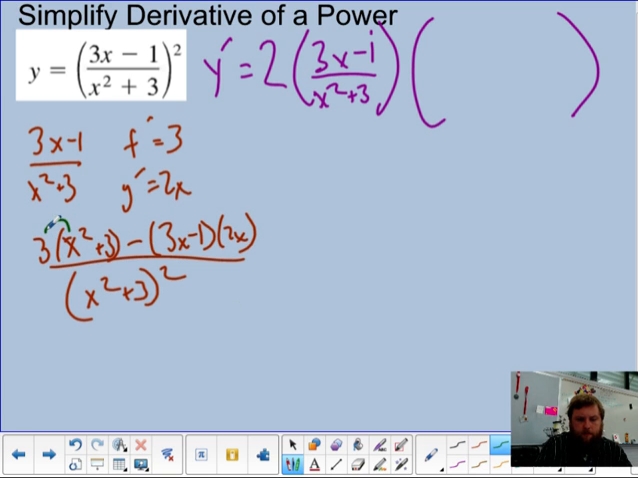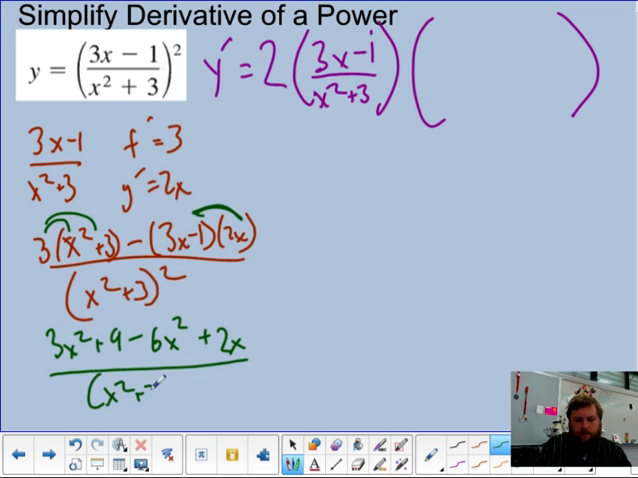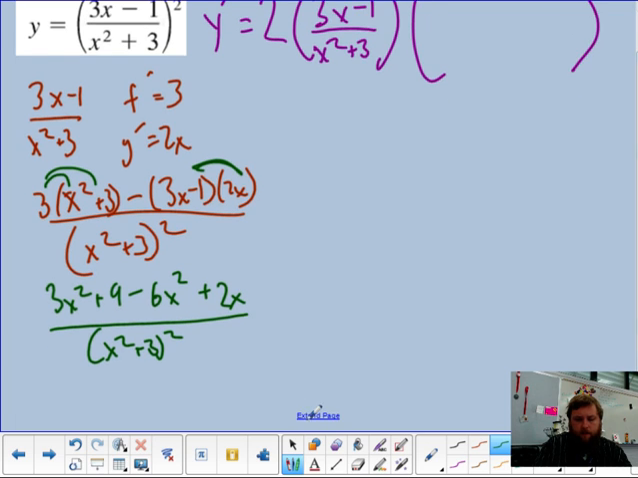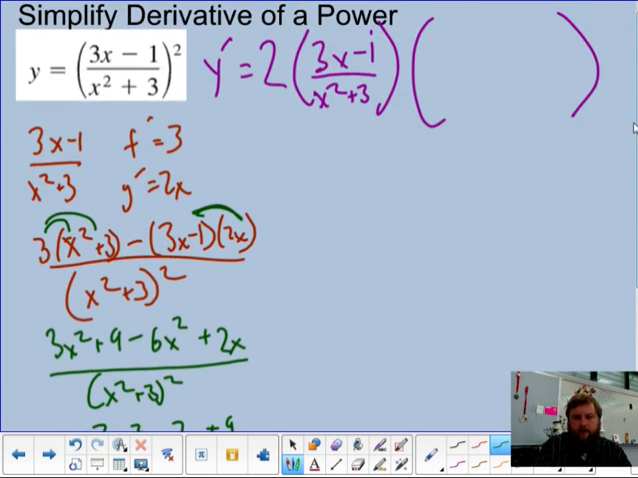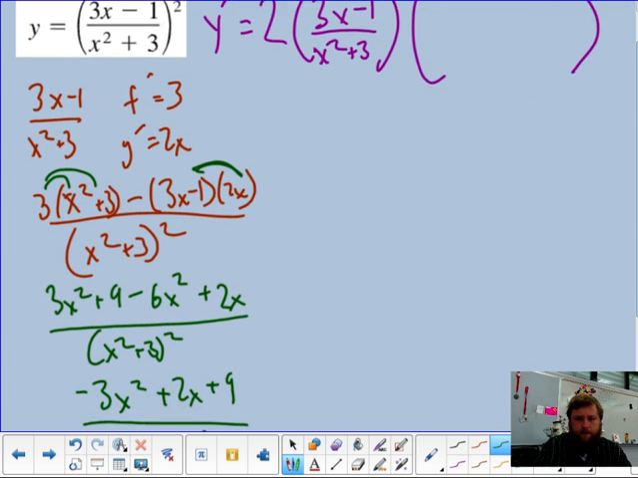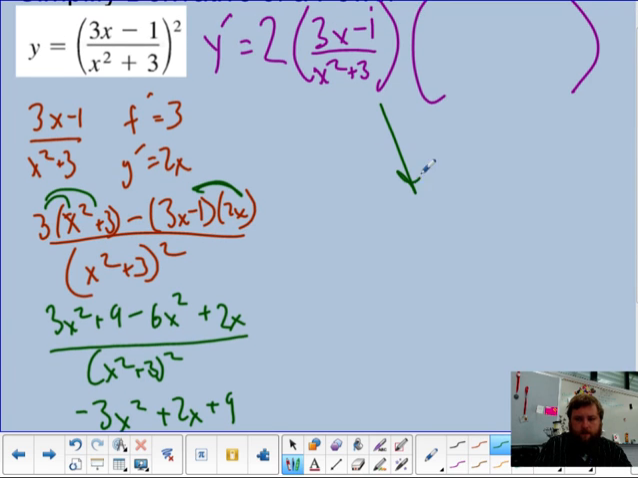Okay, distributing this term, I'm going to get 3x squared plus 9 minus, and distributing this 2x, minus 6x squared plus 2x, over x squared plus 3 squared. And making that a little easier to read, I will make that negative 3x squared plus 2x plus 9 over x squared plus 3 squared. That is what's going in those parentheses. So I'm going to rewrite this work.